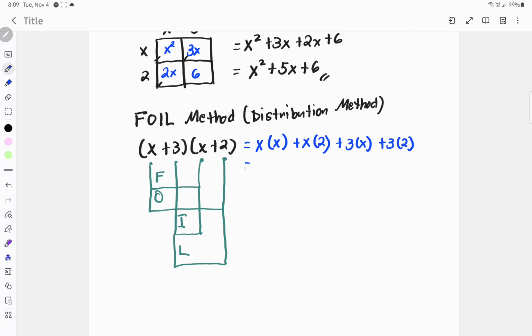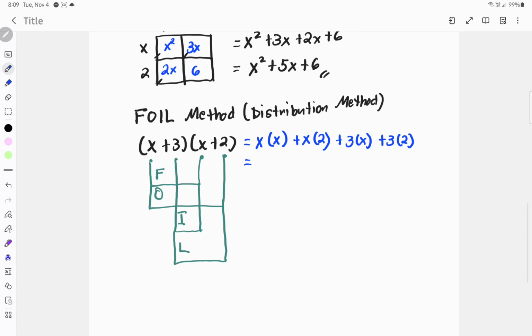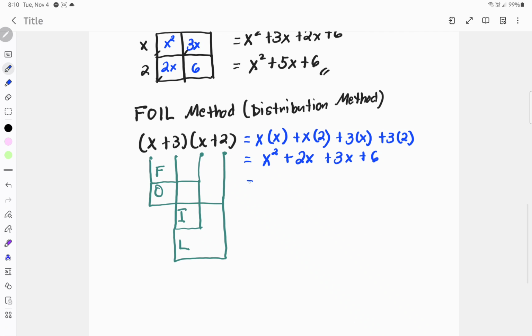Now, we can get the product using the laws of exponents. x times x would be x squared, plus 2 times x, that's 2x, plus 3 times x, that would be 3x, plus 3 times 2, that is 6. Working with that, we have like terms, 2x and 3x. So adding those to simplify your answer, we have x squared plus 5x plus 6. So those are the three methods.